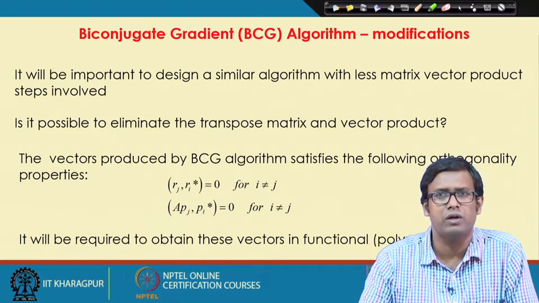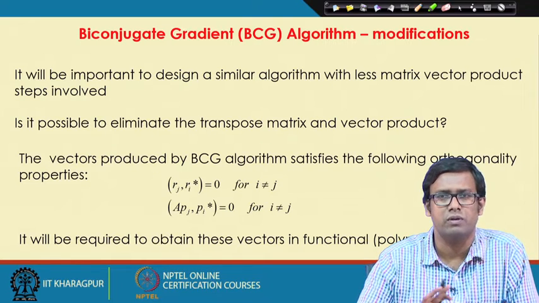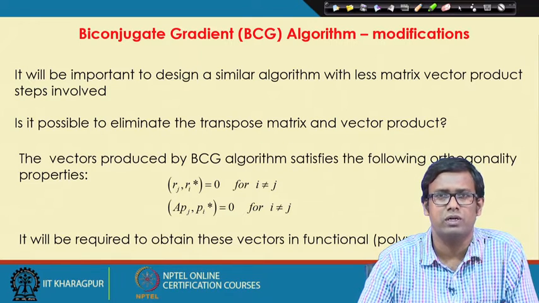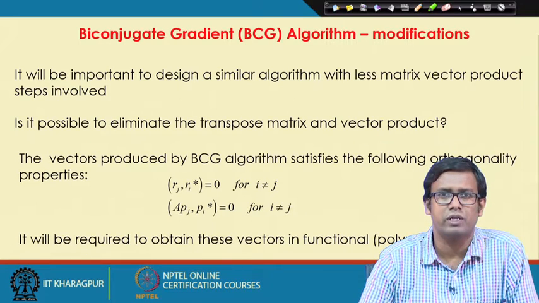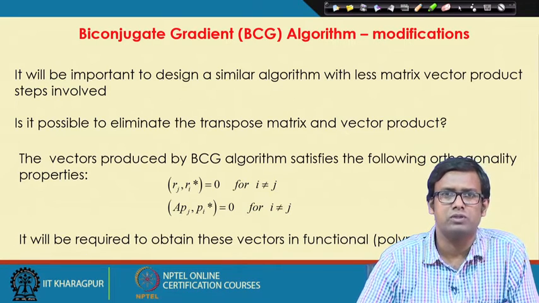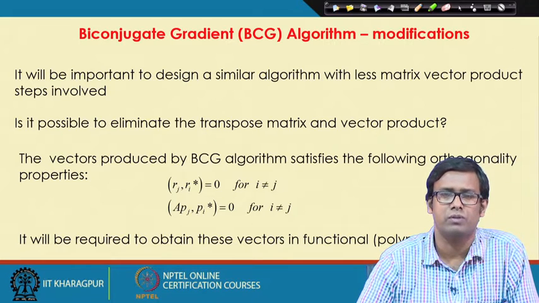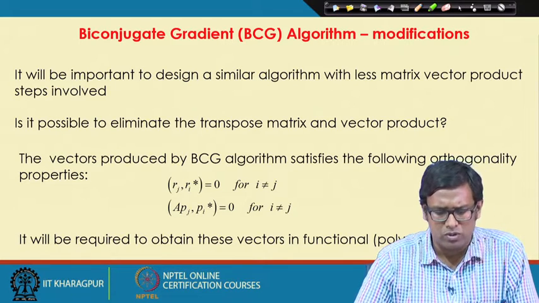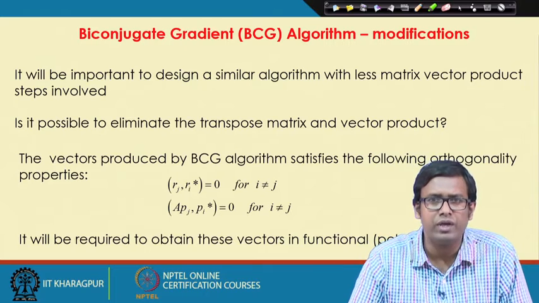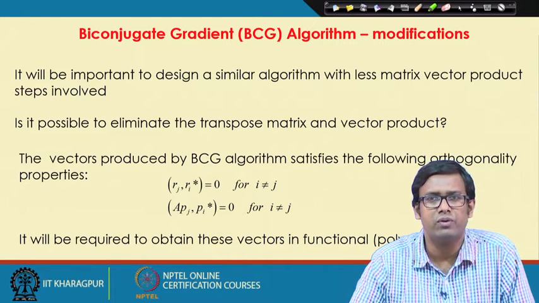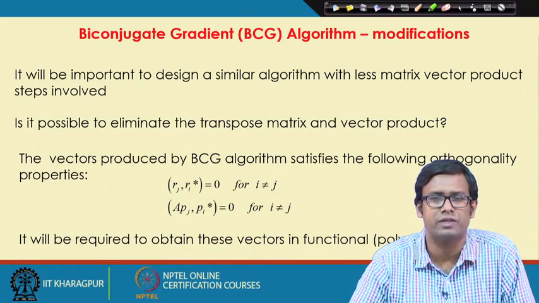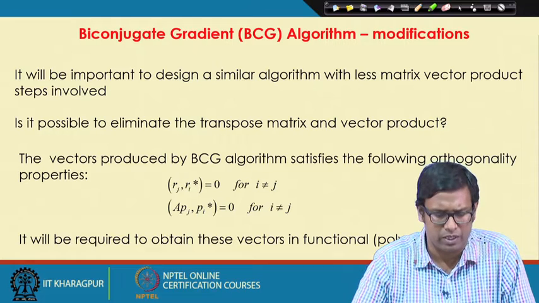We have worked on these properties, explicitly have shown how to derive these properties, and this is the basis of the biconjugate gradient method, that these two conjugate properties, these two orthogonality properties must hold. So, can we get these two properties even without going into so many matrix vector products, as well as avoiding the transpose matrix vector product?